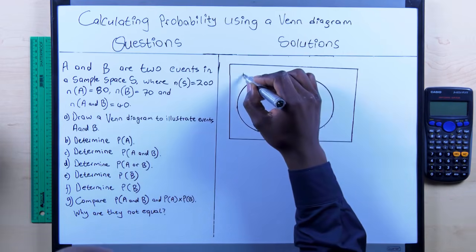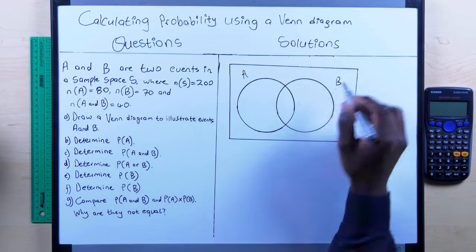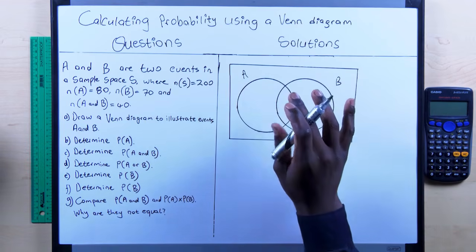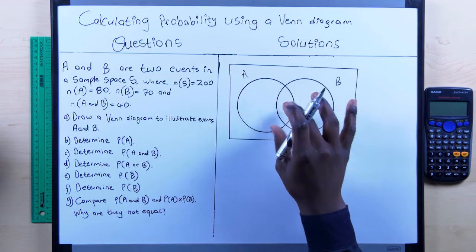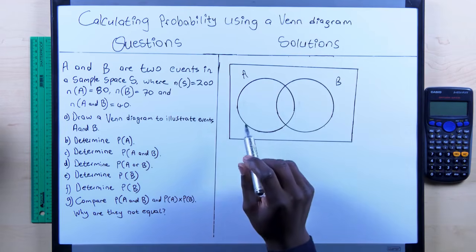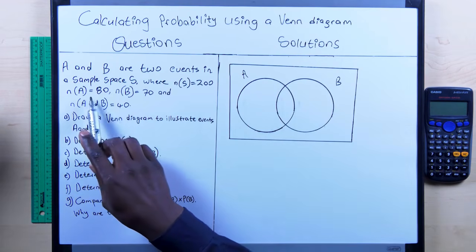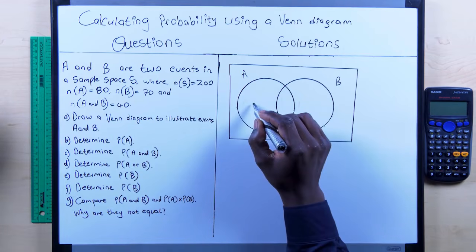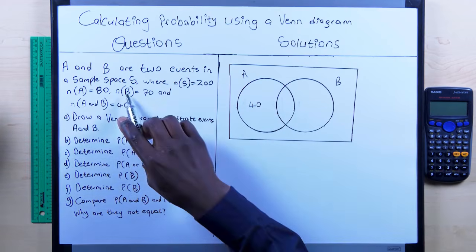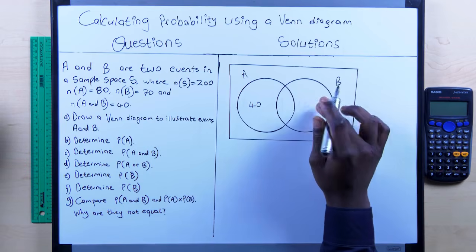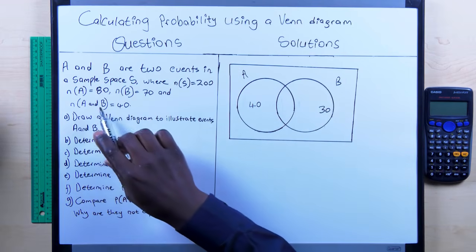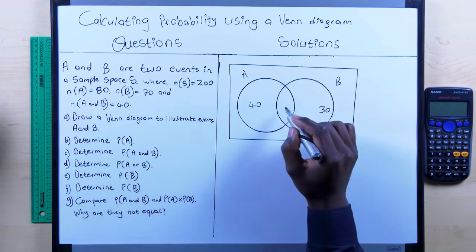So we will agree that this is event A, and this circle here is event B, and they share this portion. That's where the two circles meet. Now, if A has 80, we're going to have 40 here, and you're going to understand why. And then if B is 70, we're going to have 30 here. It's clear that they will then share this 40.